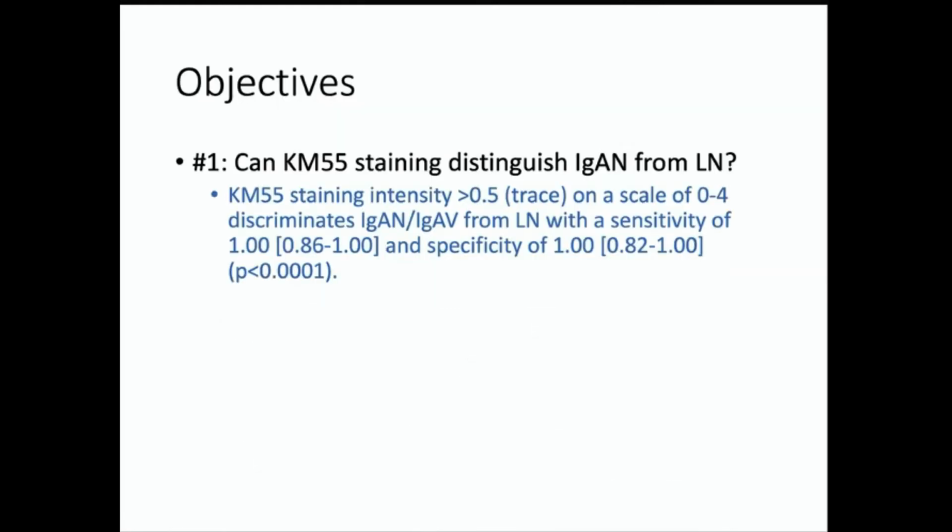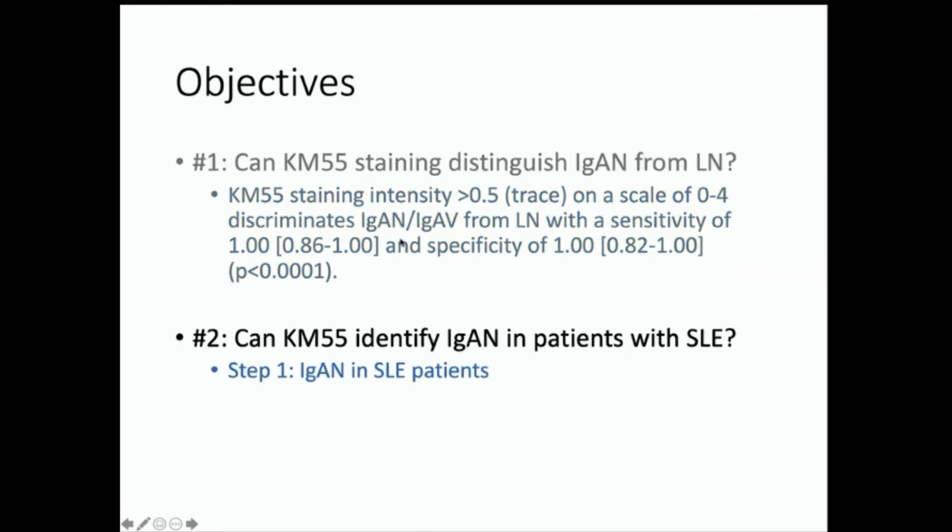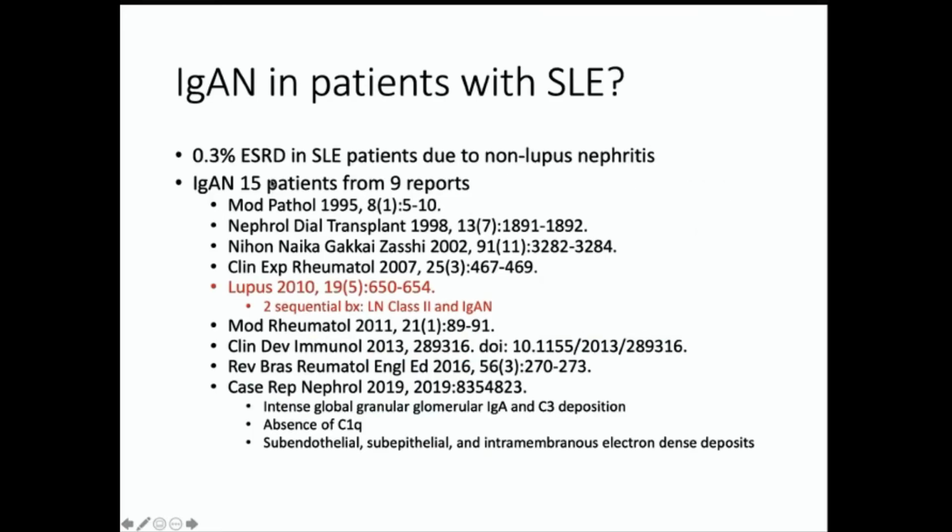So with this in mind, then we feel like we can move one step further. What if this IgA nephropathy is happening in lupus patients? Okay, so that's our first part of the study. So then to answer this question, we did it stepwise. The first step is, do we have IgA nephropathy cases in lupus patients, right? So the answer is yes. So in the literature, we have a total of 9 reports. They are mostly case reports or case series. At most, each study has like 3 patients.